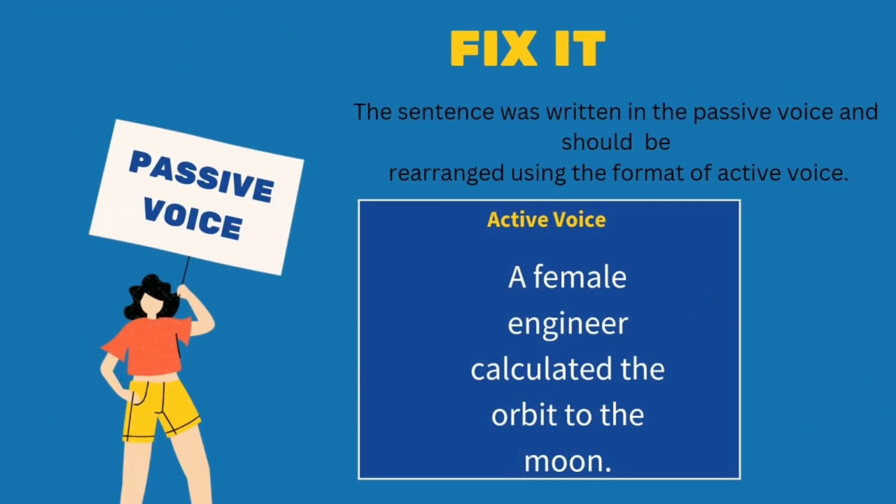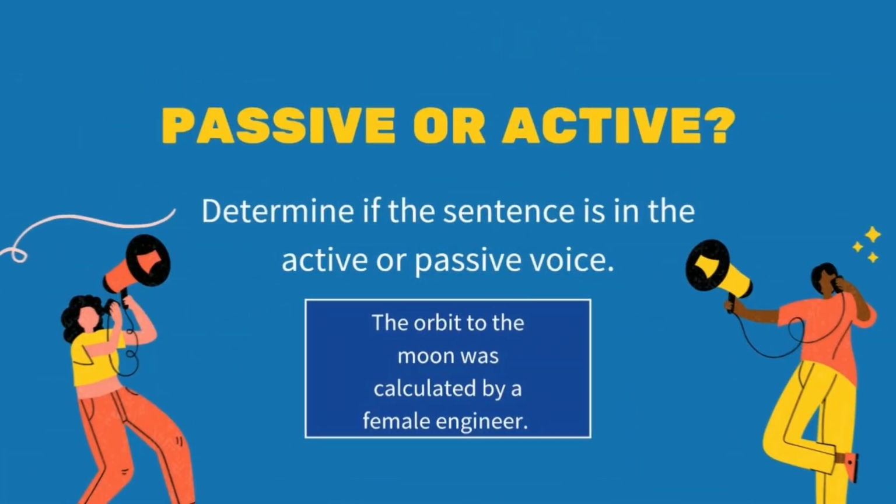Now, let us look at a list of some other examples and how to change them from active to passive voice. Now, look at this sentence. You have to determine if this sentence is in the active voice or passive voice. The research findings were carefully analyzed and interpreted by a team of experienced scientists from various fields.